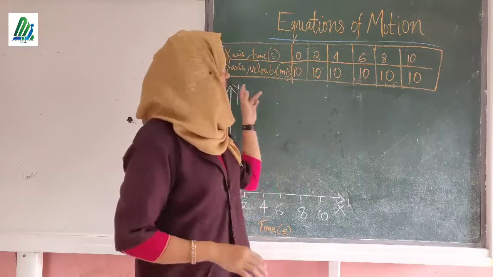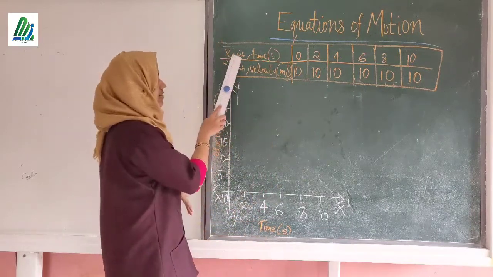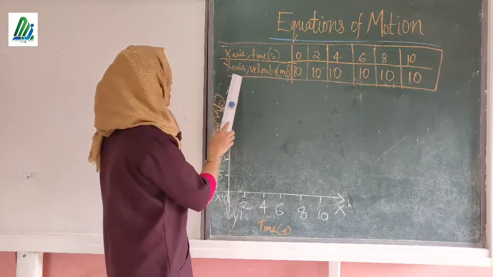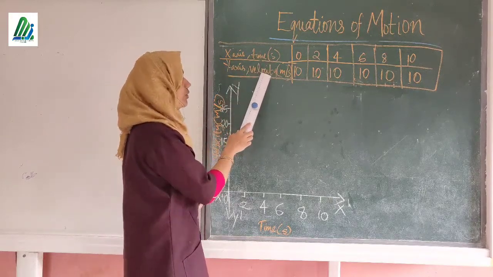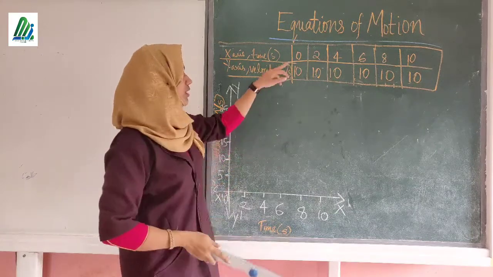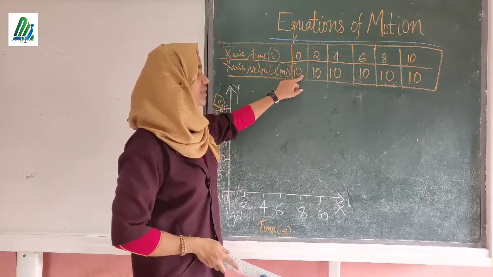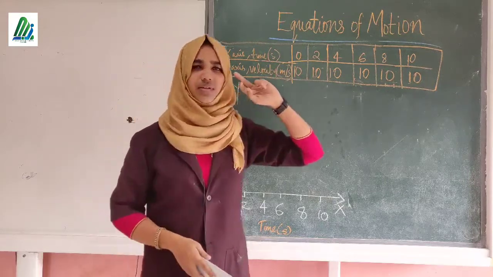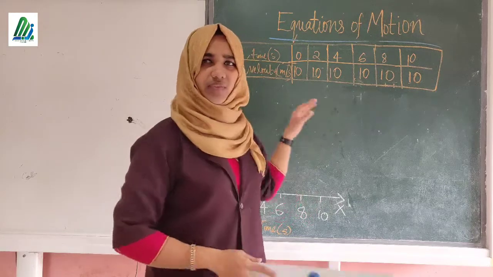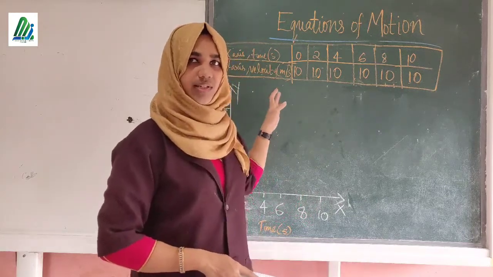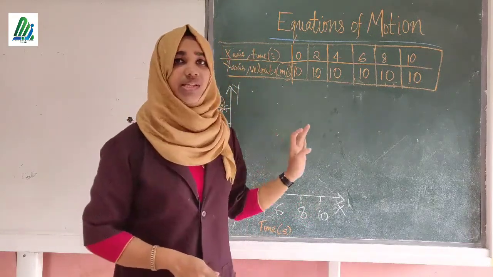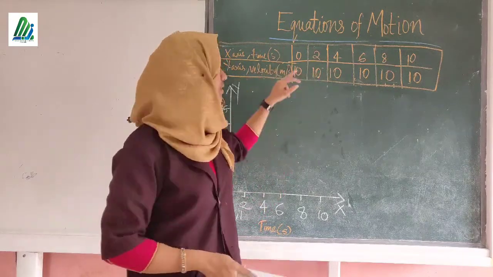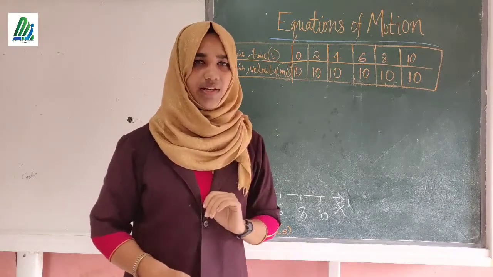Okay, look here. In the x-axis, we mention the time. The unit of time is second. In the y-axis, we mention the velocity. The unit of velocity is meter per second. Here, at 0 second, the velocity is 10 meter per second. There is a peculiarity you can see here: the velocity is constant. In this table, in every time interval, the velocity is 10 meter per second.